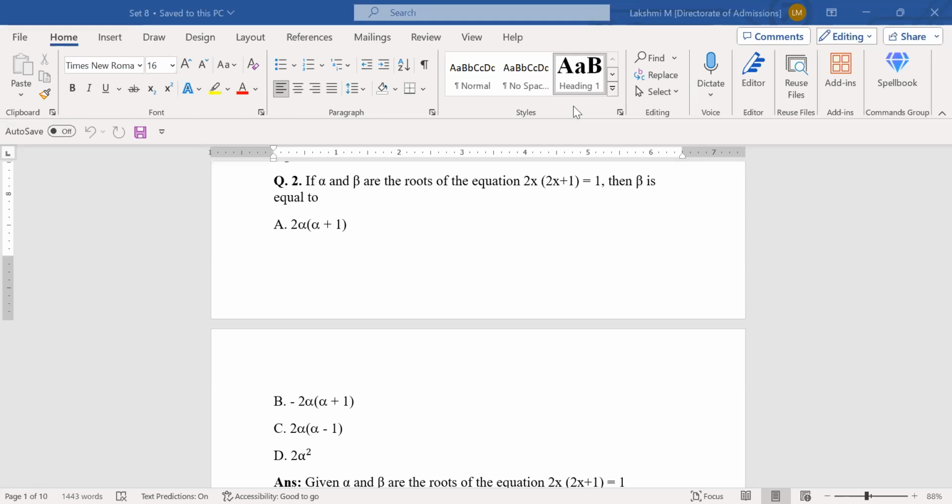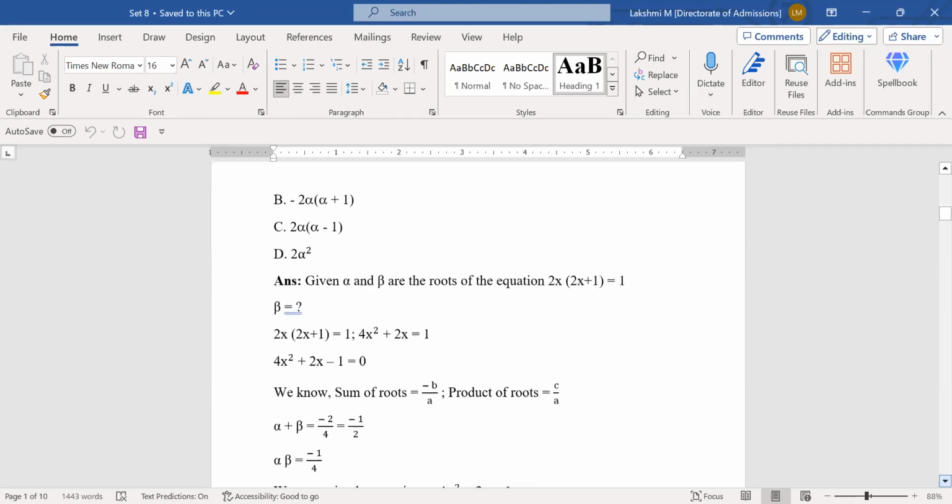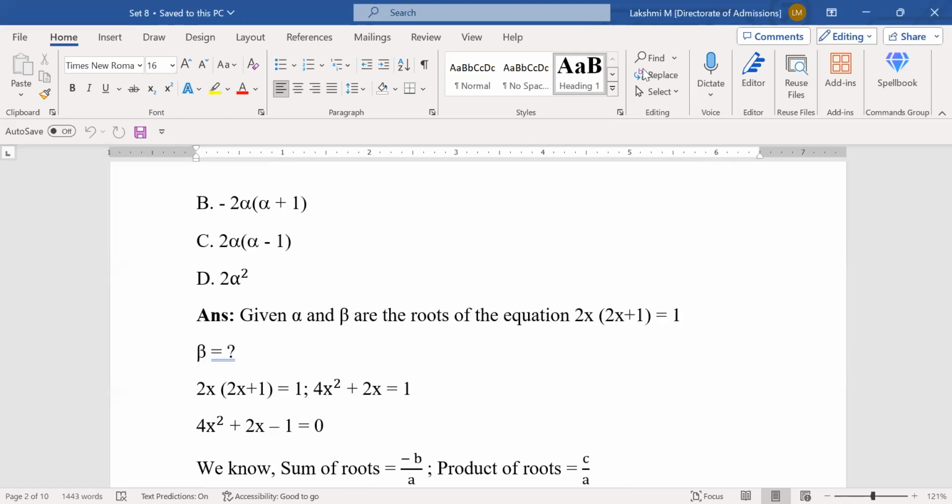Okay, I think we'll just discuss this question. I hope you all have started with this part. I've just expanded it. Alpha and beta are the roots of this one. So this will be 4x square plus 2x equal to 1. That is 4x square plus 2x minus 1 equal to 0.